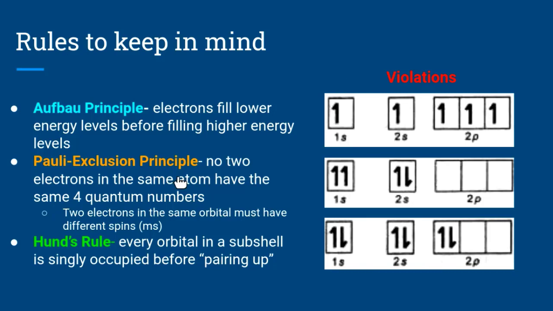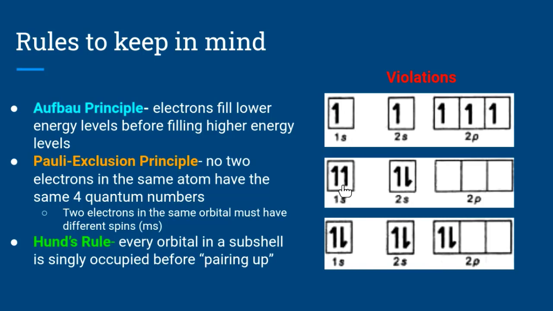The second principle is the Pauli exclusion principle, which basically states that no 2 electrons in the same atom have the same 4 quantum numbers. A lot of times what that means is that if 2 electrons are in the same orbital, they need to have opposite spins.